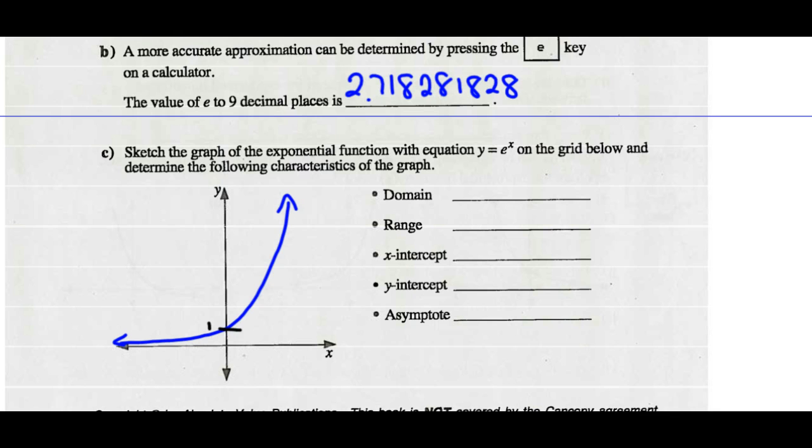The domain of this function is still any real number. It's still going forever right and forever left. The range is still above the x-axis, so y is greater than 0. There is still no x-intercept. The y-intercept still is 1. And the asymptote is still the x-axis, which has the equation y equals 0. All right. So it's just a special exponential function that has an irrational number as a base. All right.